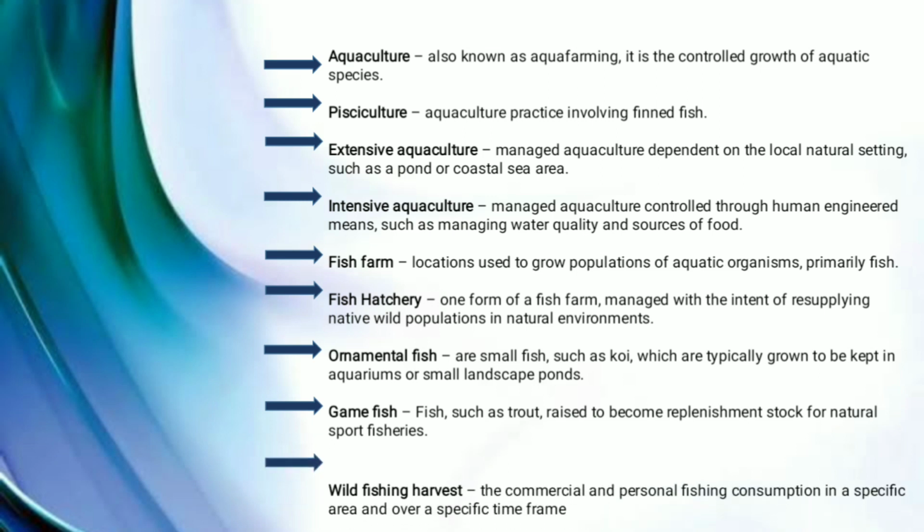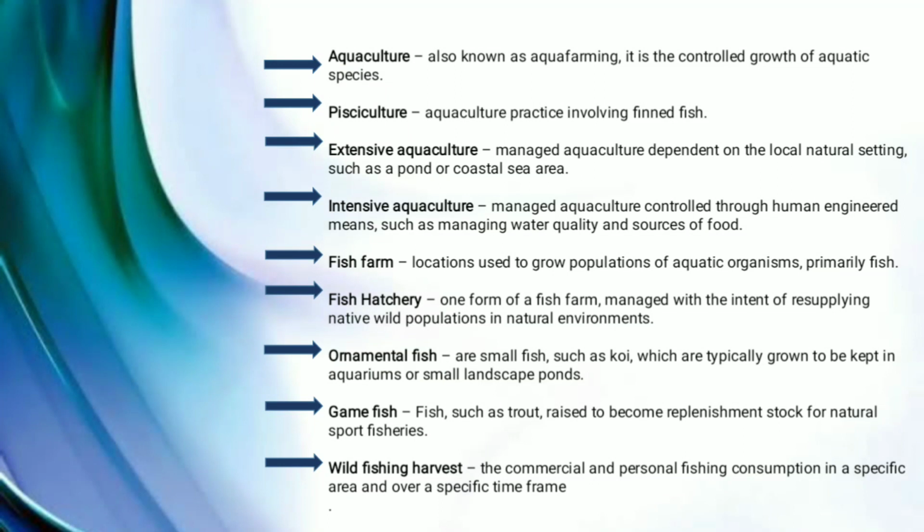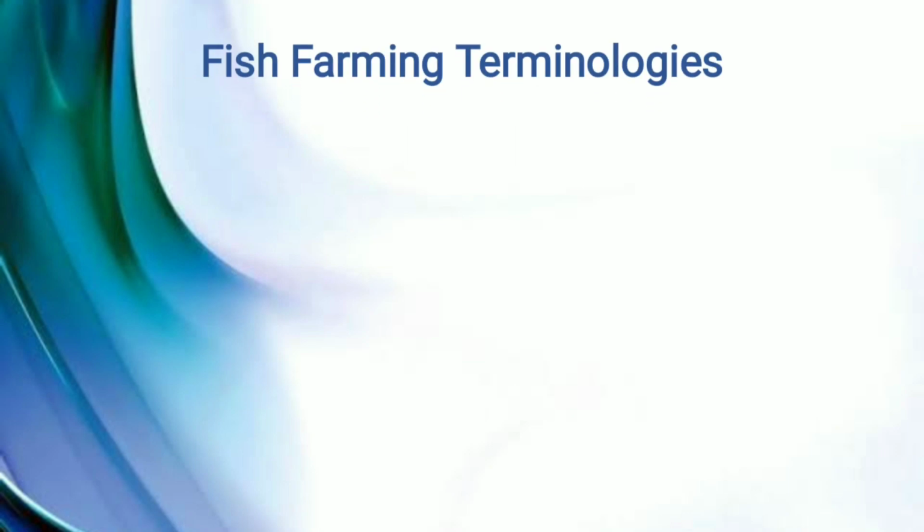And next we are going to discuss wild fish harvesting, which means wild fish that is uncultivated and undomesticated will come under the terminology of wild. The commercial and personal fishing consumption in a specific area and over a specific time frame comes under wild fishing harvest. Harvest is what you collect at the end of your cultivation season.